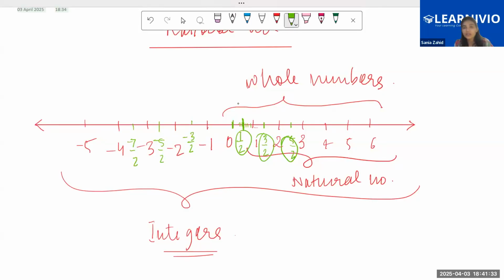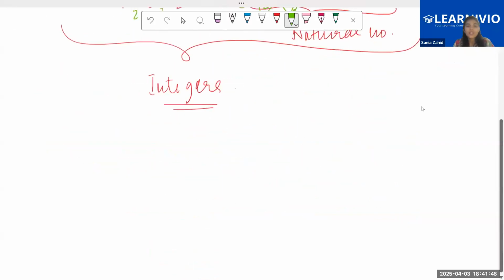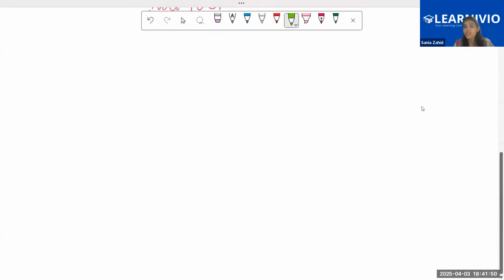Now I know that rational numbers, what is its position? They lie between integers. Very good. So, is this thing clear to you, the position of rational numbers? Yes, ma'am. Okay. Now we shall be talking about some of the properties of rational numbers.